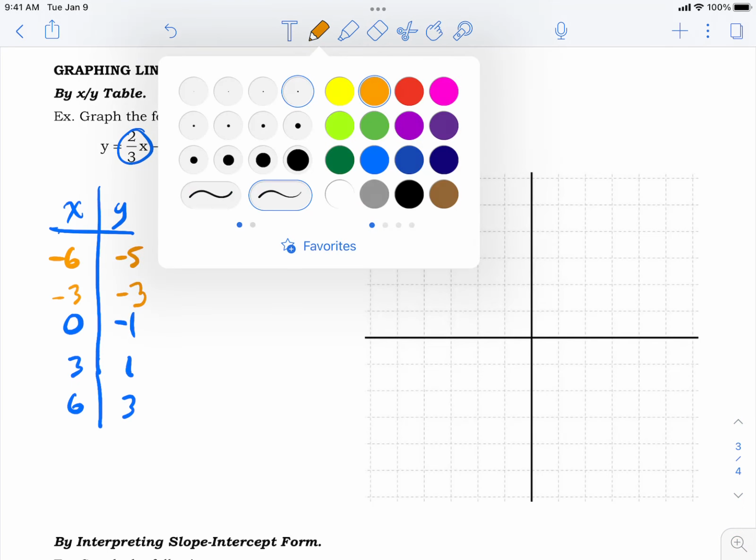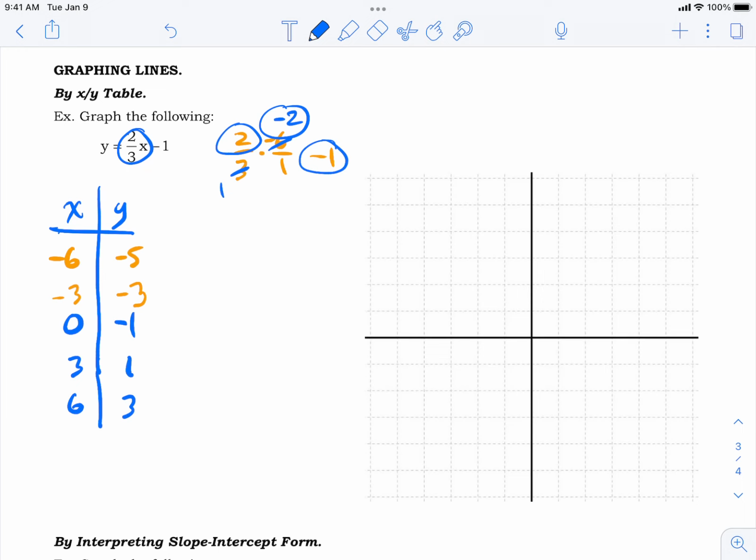Okay, and now I got some beautiful points to play with here. So when x is -6, go left 6, down by 5, -5, right about there. When x is -3, go left 3, I go down 3, for y is -3. When x is 0, y is -1. When x is 3, y is 1. When x is 6, y is 3.